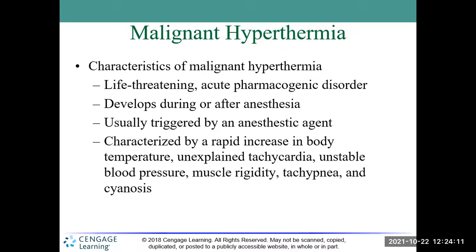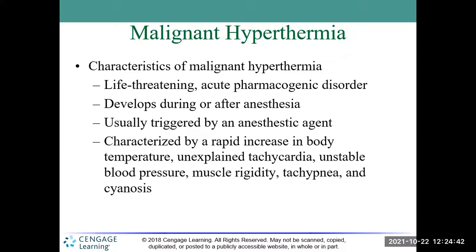Malignant hyperthermia. So this is a situation when there is life-threatening excessive body heat. There's an increase in body temperature. It is usually an acute pharmacogenic disorder, so something that one of the anesthesia agents will trigger, and it can happen during or after anesthesia.